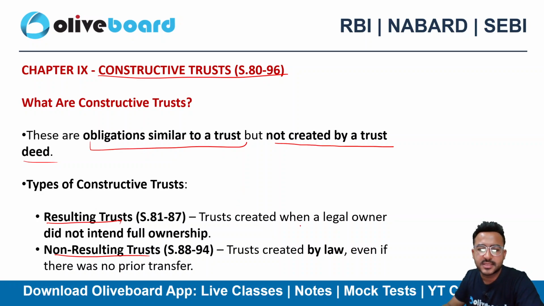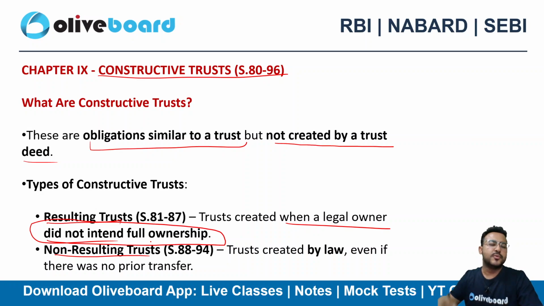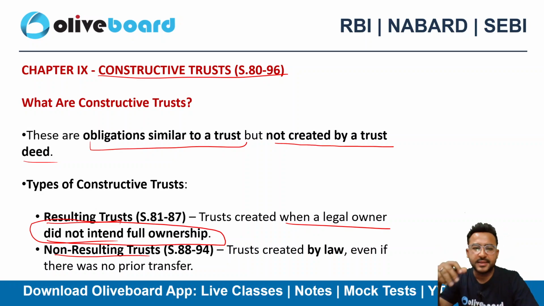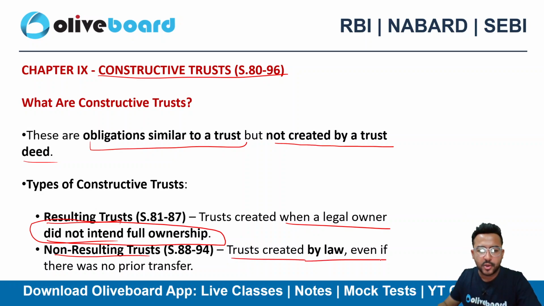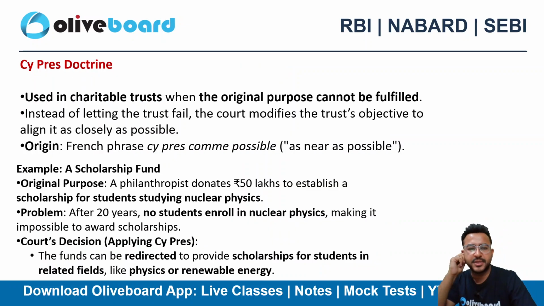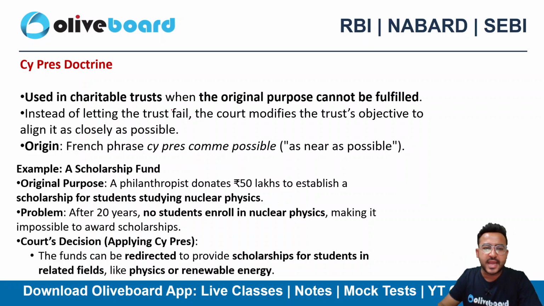Resulting trust means a trust created when a legal owner did not intend full ownership. A legal owner उसको इंटेंड नहीं है कि उसको फुल ओनरशिप चाहिए, देन इन दैट केस रिजल्टिंग ट्रस्ट बनेगा. नॉन रिजल्टिंग ट्रस्ट, ट्रस्ट क्रिएटेड बाय लॉ इवन इफ देयर वाज नो प्रायर ट्रांसफर. ओके, सो नॉट सो इंपॉर्टेंट फॉर योर पर्टिकुलर एग्जामिनेशन पर्पस. Then we are having a particular doctrine here, right? Now this is used by charitable trust when the original purpose cannot be fulfilled.